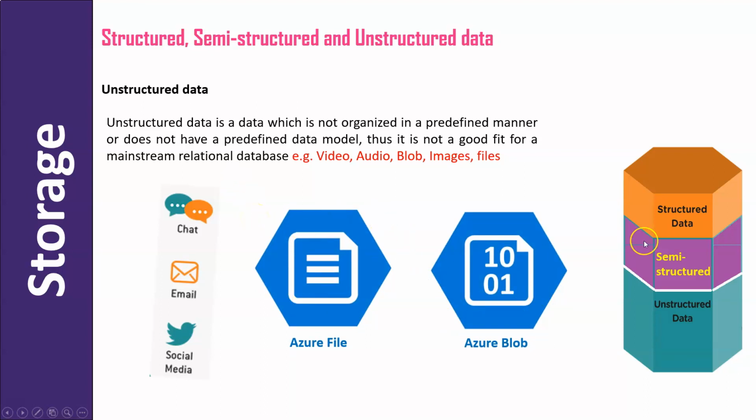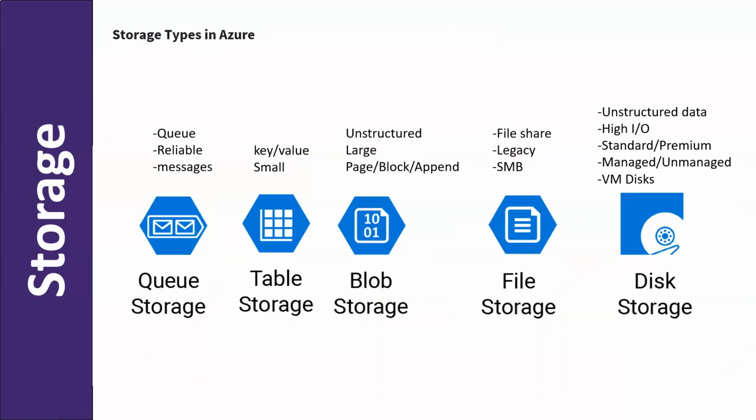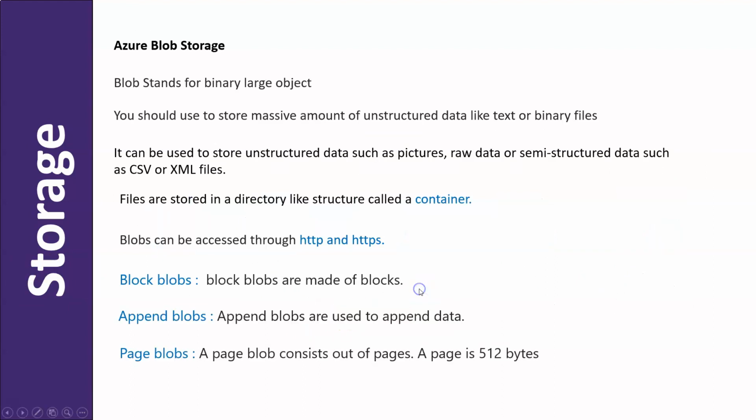All right, so here we are done with the types of data. I hope you have got a basic understanding of the data types. Let's move forward. Now let's talk about the storage types. Primarily Azure provides queue storage, table storage, blob storage, file storage, and disk storage. We'll talk about each one in this video, and then we'll see how we create one.